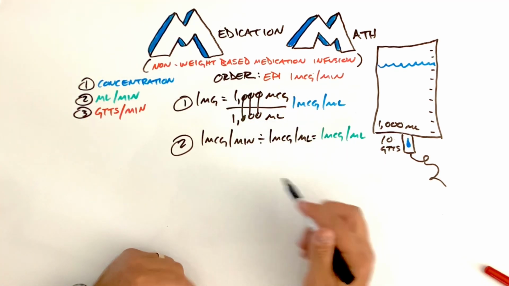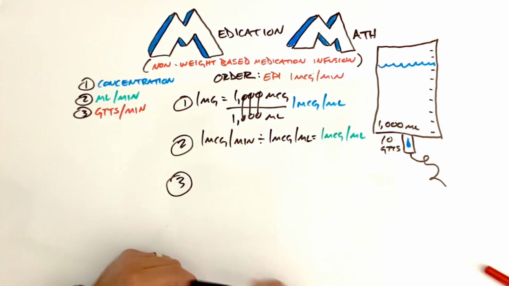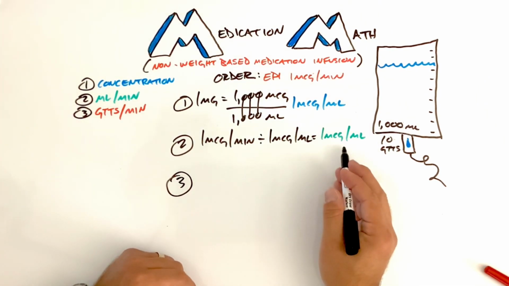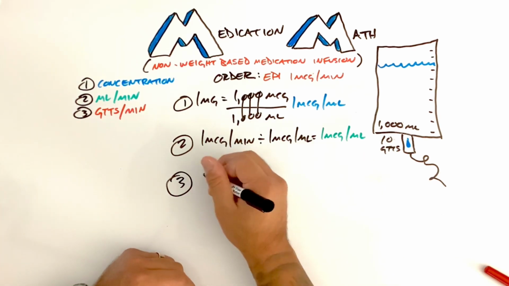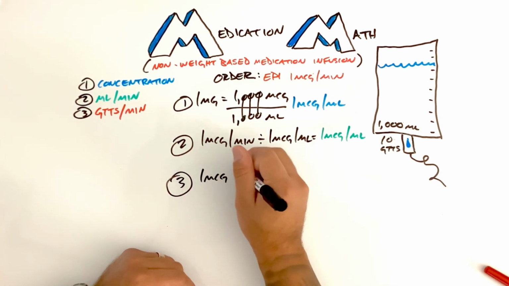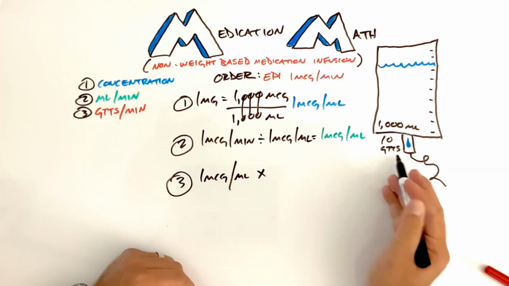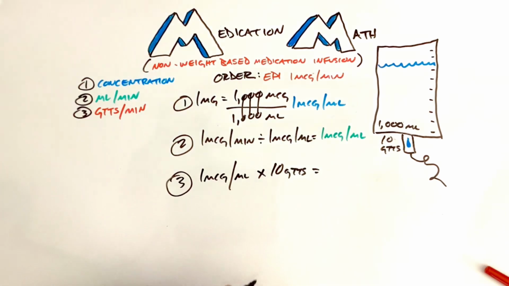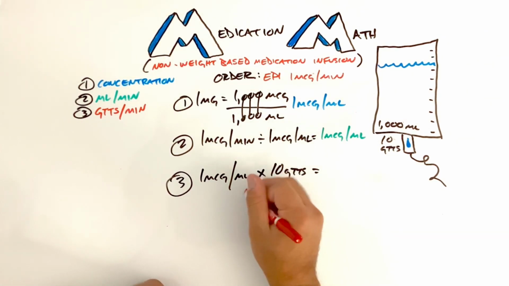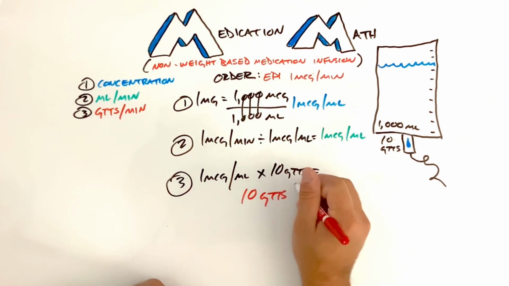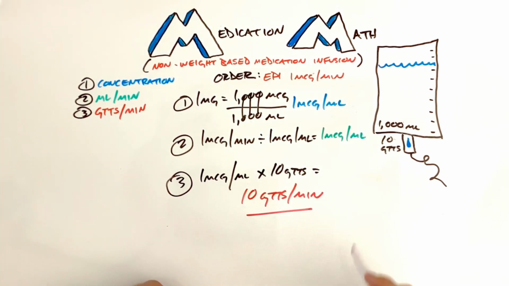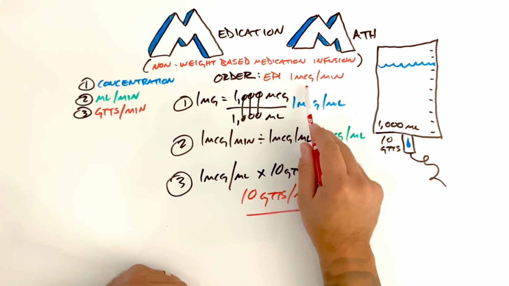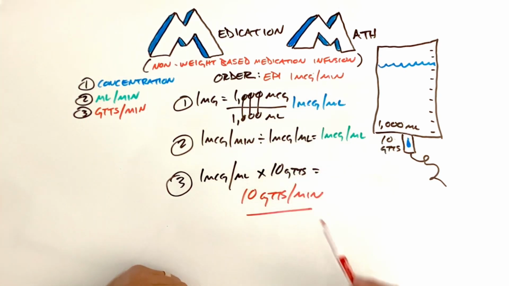So now we have our concentration and how many mLs per minute we're going to be delivering to achieve our desired dose. Step 3, our final step, is how many drops per minute we need to achieve that. So we're going to take our 1 ml per minute and multiply it by our drip set, which is 10 drops. That's going to equal 10 drops per minute. 10 drops per minute is going to give us 1 microgram per ml and will allow us to achieve our desired dose of 1 microgram per minute.